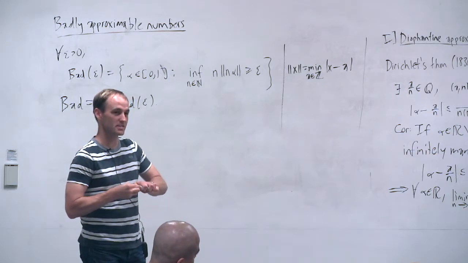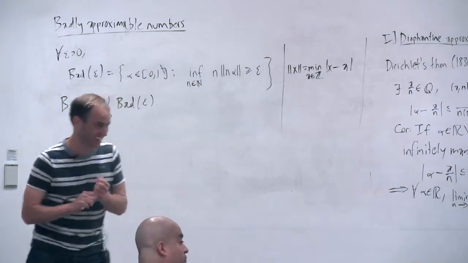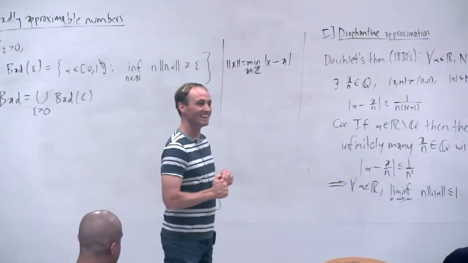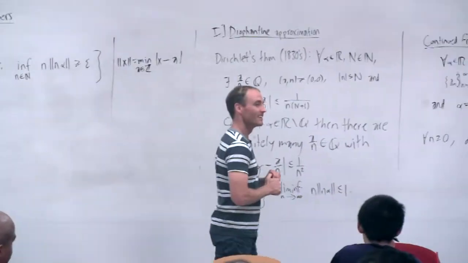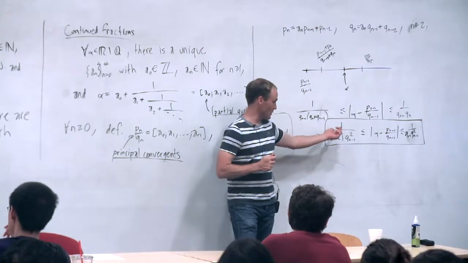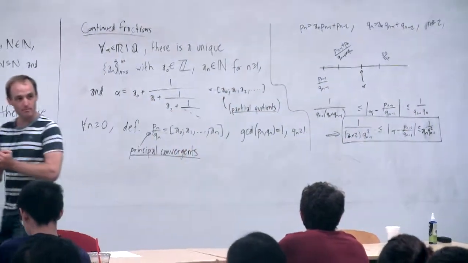Who knows the answer? Can you raise your hand? I know that you know it. Just kidding. Well, can't you use your a_n's to determine that? Because aren't they controlling how you can approximate things? So how would you reformulate what it means to be badly approximable as a statement about the a_n's? You're right, by the way.